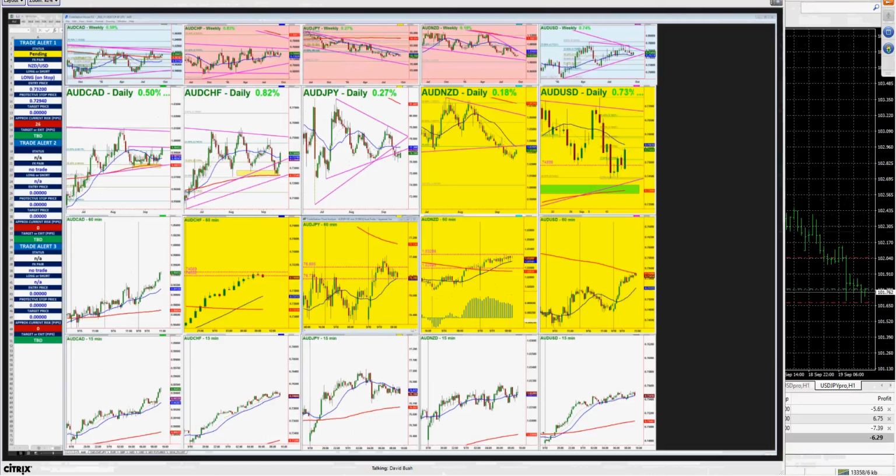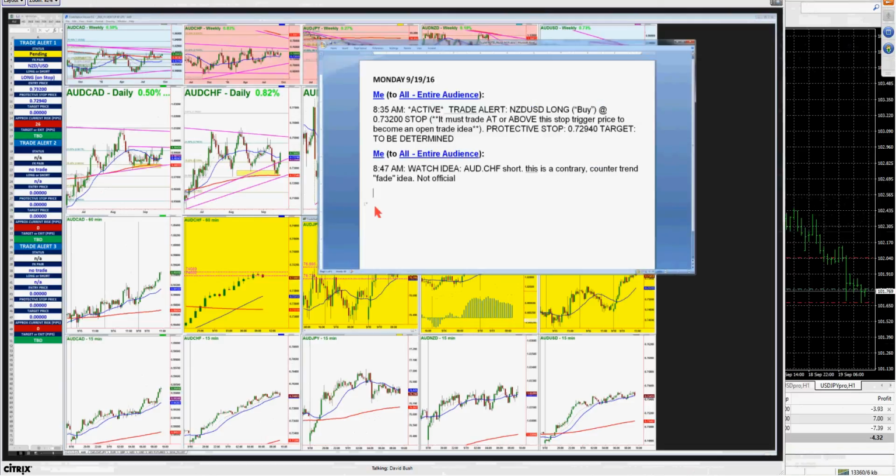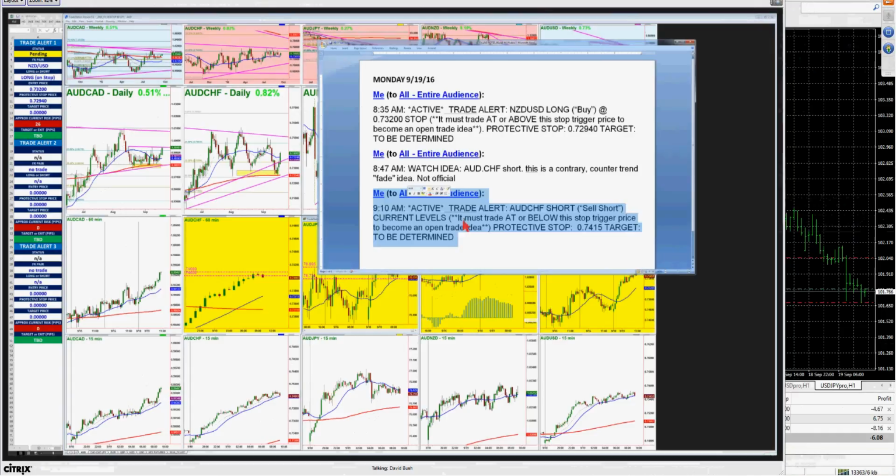And again, it's current levels short. I'll make this much bigger. Stop is a little bit above the high. I'll read the exact alert as posted in the chat. So, active trade alert, AUD CHF short, current levels, and forget that you have to ignore the "must trade below the stop trigger price." I'm sorry, that's boilerplate. That is in there, so let me amend that in just a moment.